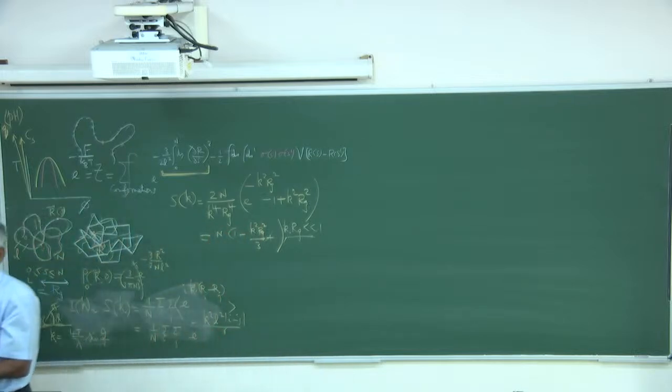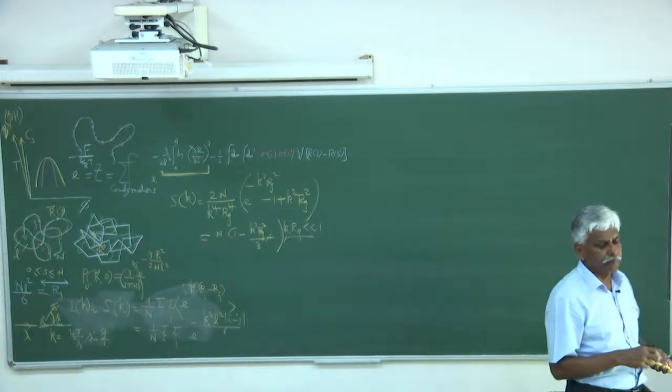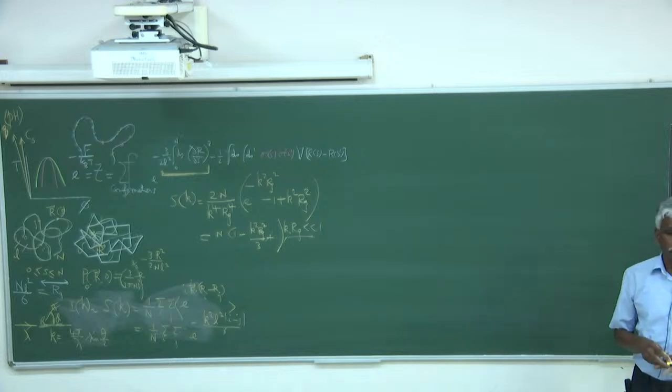The other limit, this is important. The other limit is k Rg larger than 1. So what does that mean? This is the general question for people, right? If I have a polymer coil like this, I'm going to write it and erase it because I need some space, like this. This is my Rg.